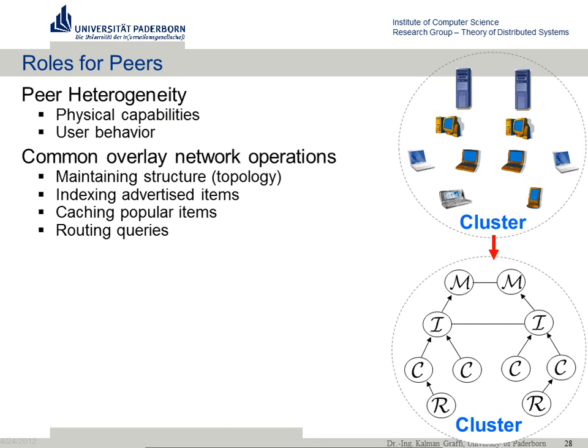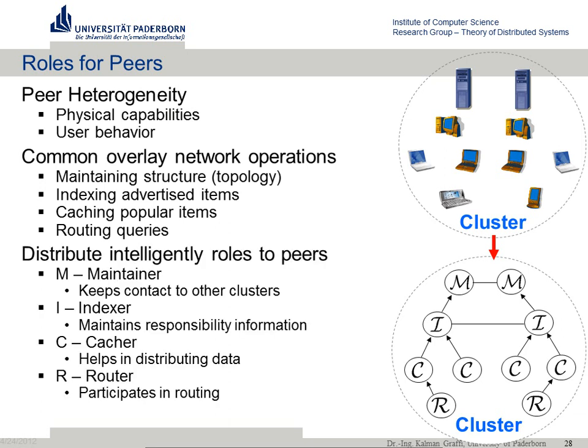First of all, maintaining the structure, so keeping up the contacts with other nodes in the network. This is the maintaining role basically. It just makes sure that this node of 20 nodes is connected with the other nodes in the upper layer, so in the DPG network.